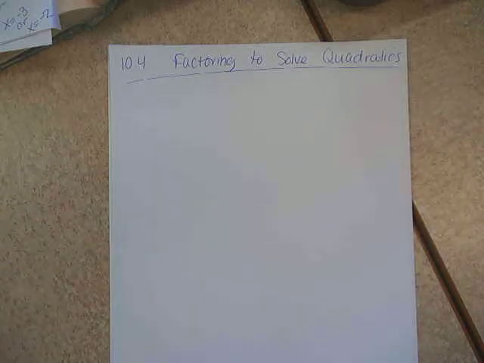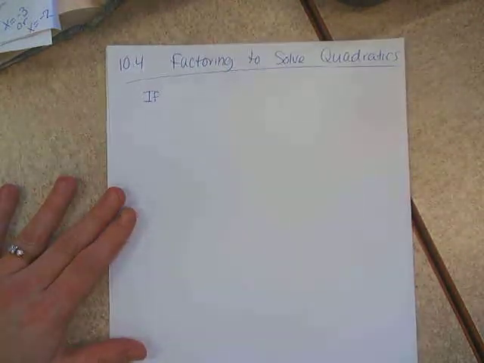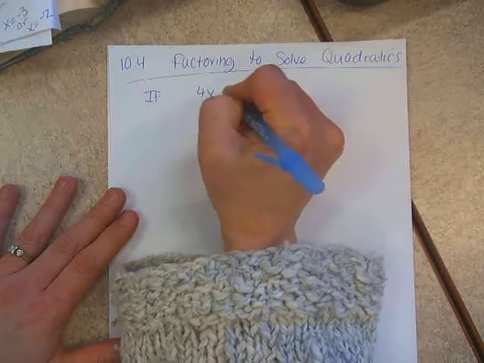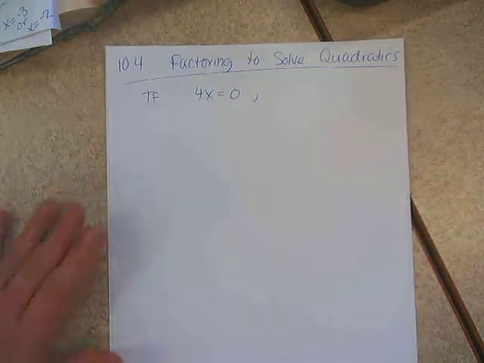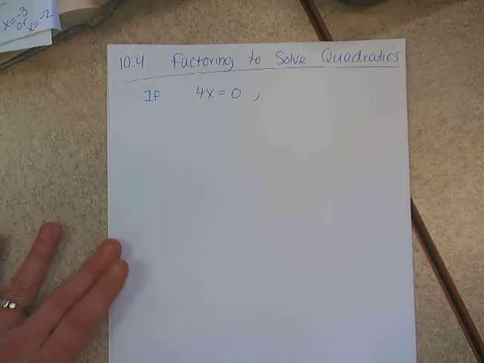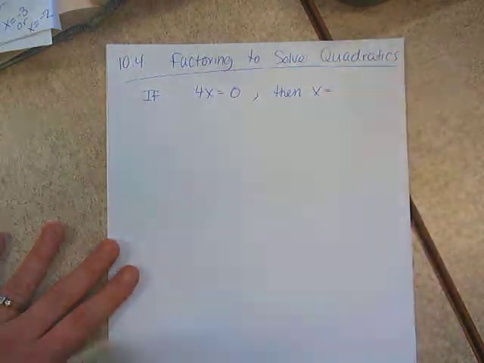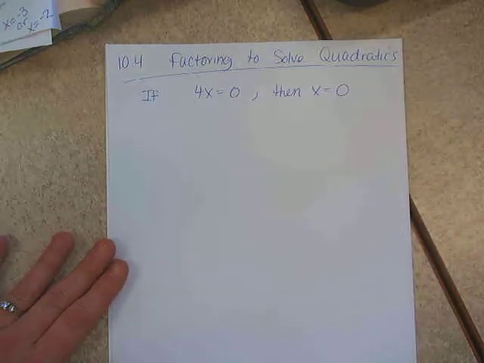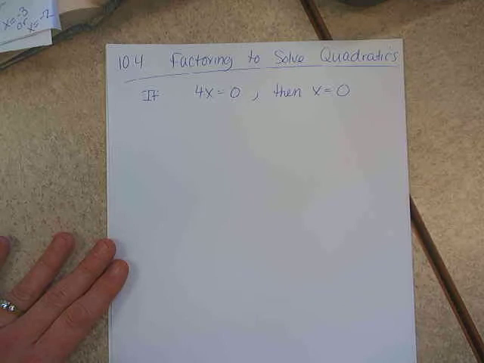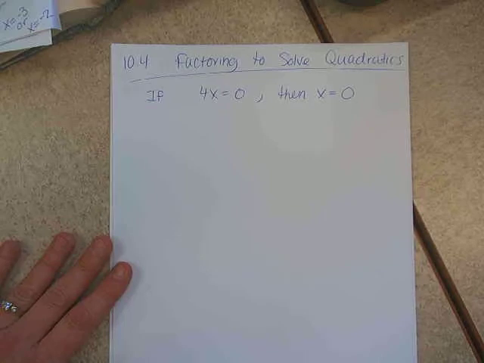Okay, there's some preliminary information we need to talk about first in order to use this method. If 4x equals 0, then what must x equal? X would have to be 0. How do we know that? Because anything times 0 equals 0, right? So 4 clearly isn't 0. That means x would have to be 0, right?